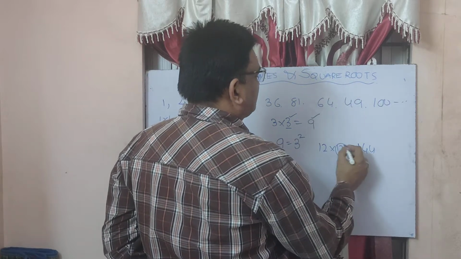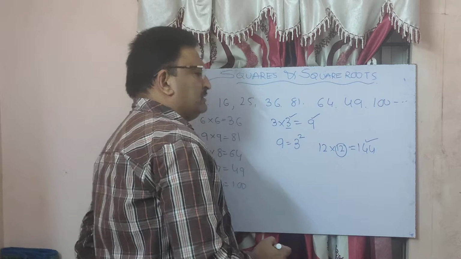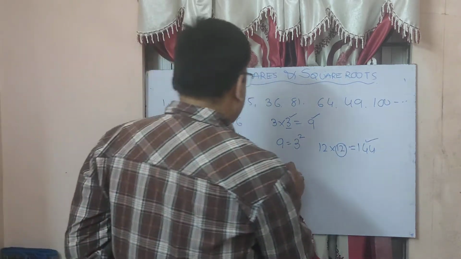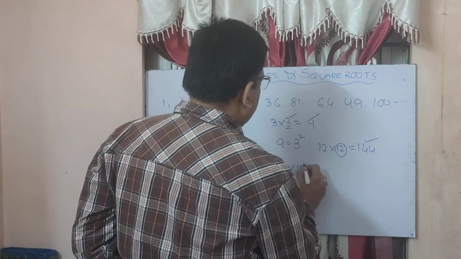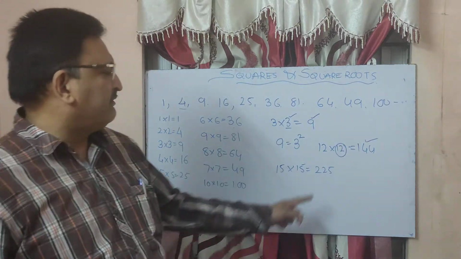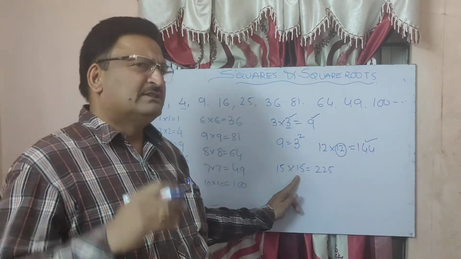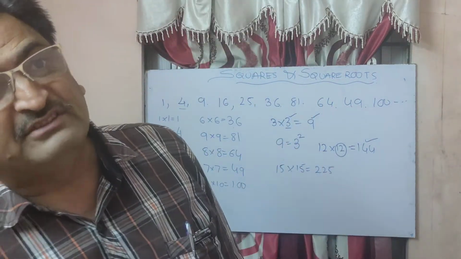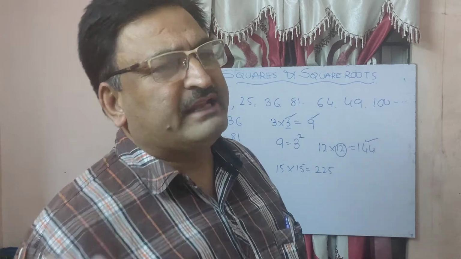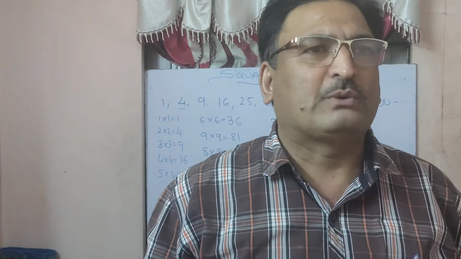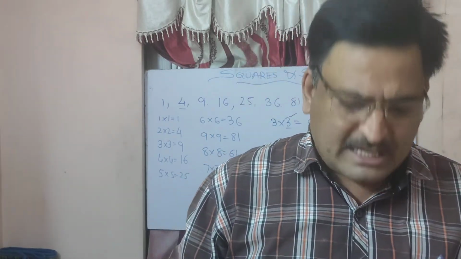So 144 is the square of 12. Like that, if you multiply 15 into 15, you will get 225. 225 is the square of 15. Square means two times: if any number is multiplied twice, then the result will be a square number.